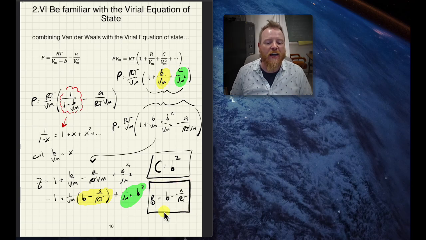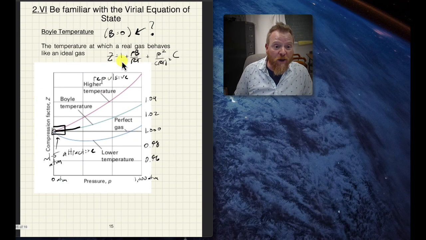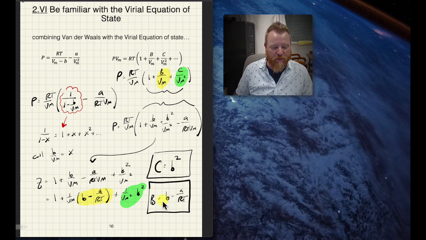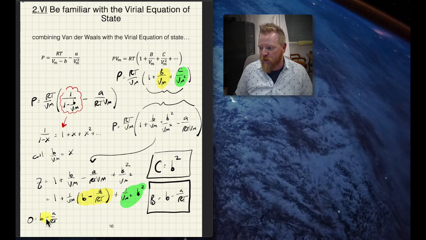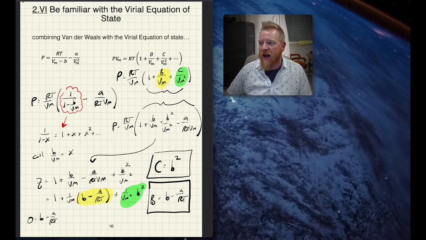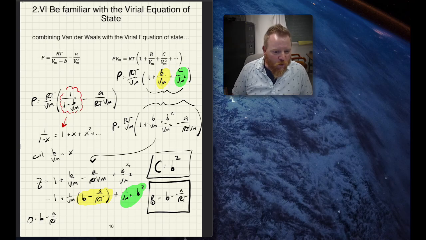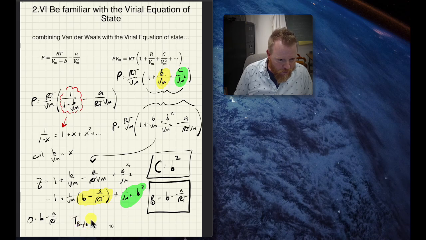And so finally, we discussed that this Boyle temperature occurs when this big term equals 0. So finally, doing the last little bit of algebra, if I set B equal to 0, we can see that 0 equals b minus a over RT. And now doing some very quick algebra here, adding that over to the other side and rearranging, we would get that the Boyle temperature, T Boyle, equals a over b times R. This is really fun.